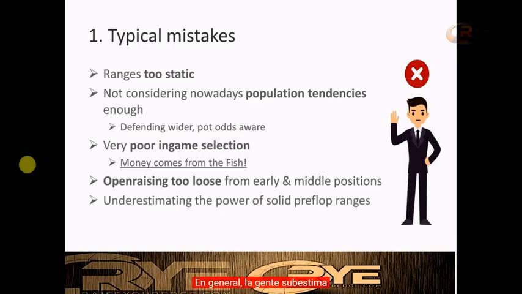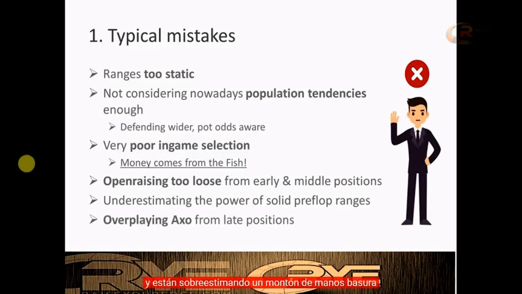Yeah, in general, people underestimate the power of solid preflop ranges, and they're overplaying a shit ton of offsuited ace-x crap hands from late positions. They're open raising any offsuited ace from hijack, which is total garbage.